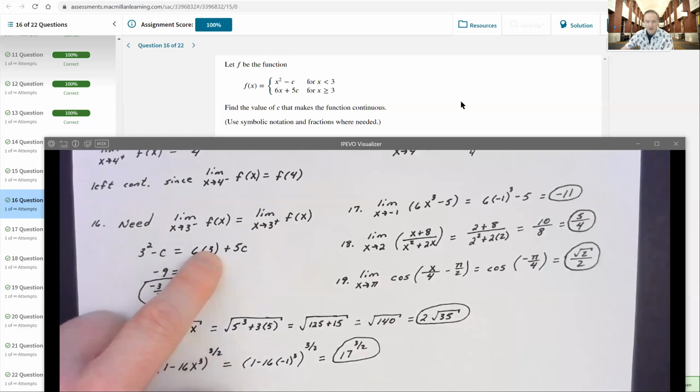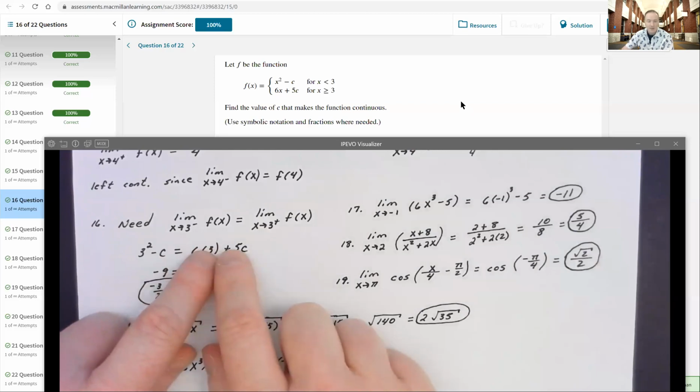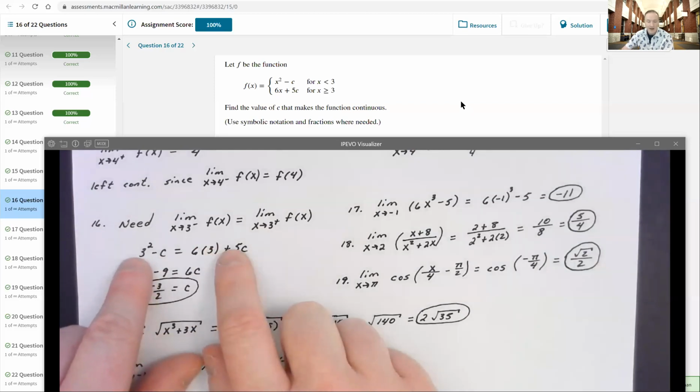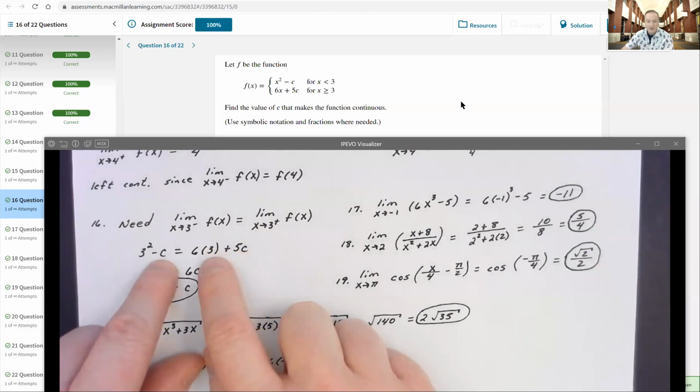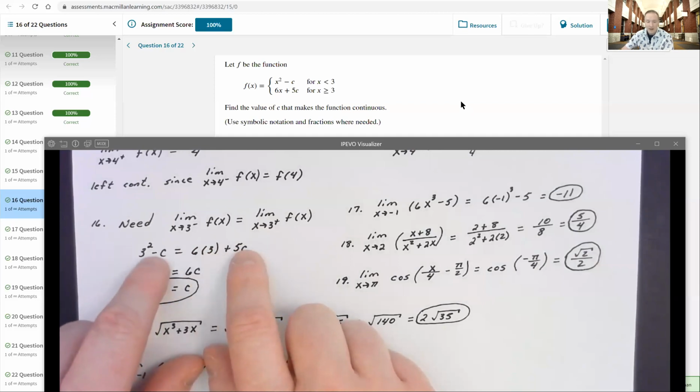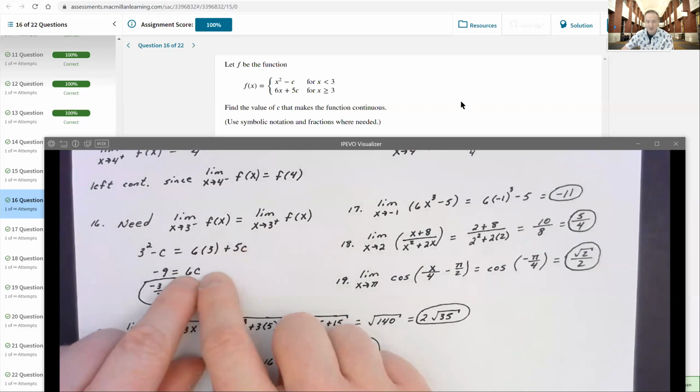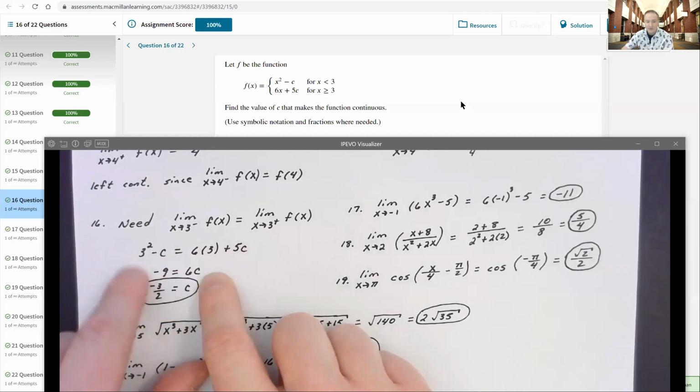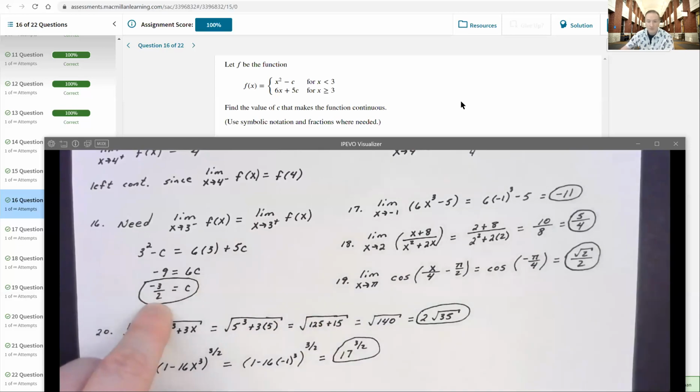So now I can see that my top equation would just be 9 minus c, my bottom equation would be 18 plus 5c. I solve for c, I'll add c to both sides and get 6c on the right, subtract 18 on both sides and get negative 9. So 6c has to equal negative 9. Divide by 6 on both sides, negative 9 over 6 reduces down to negative 3 over 2.